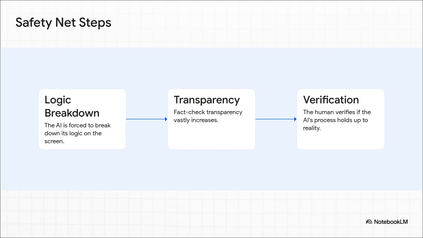Think of it like building a safety net. Step 1, the AI breaks down its logic right there for you. Step 2, your fact-check transparency shoots way up because you can actually see the exact path it took. Which leads to Step 3, you verify the process. Because you can literally see the logic, it's infinitely easier for you, acting as the investigator, to step in and see if the AI's math actually checks out with reality.